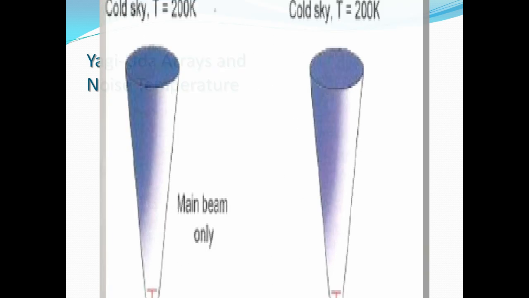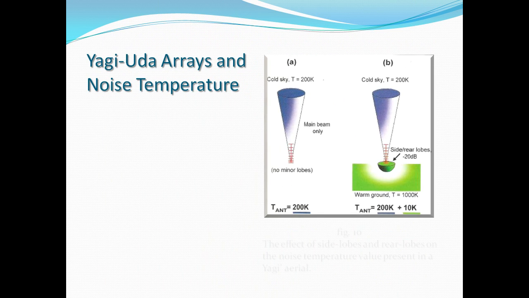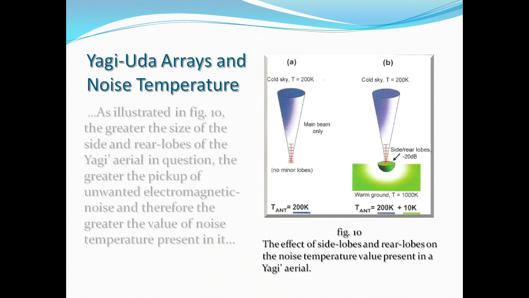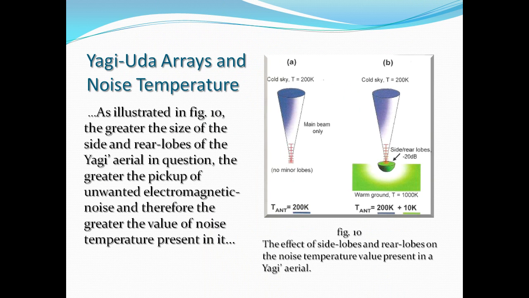Yagi-Uda arrays and noise temperature. As illustrated in Figure 10, the greater the size of the side and rear lobes of the Yagi aerial in question, the greater the pickup of unwanted electromagnetic noise, and therefore the greater the value of noise temperature present in it. Figure 10 shows the effect of side lobes and rear lobes on the noise temperature value present in a Yagi aerial, and therefore output from it.